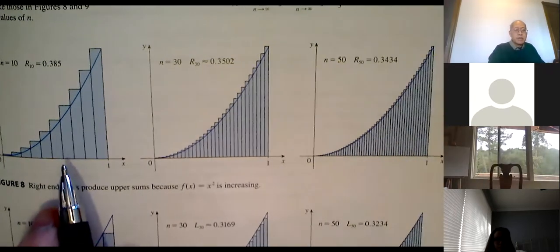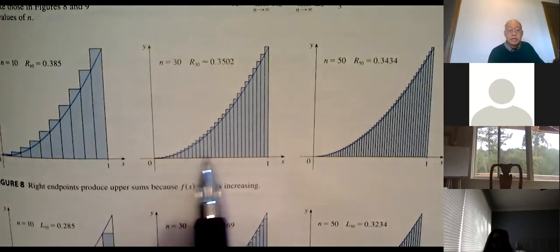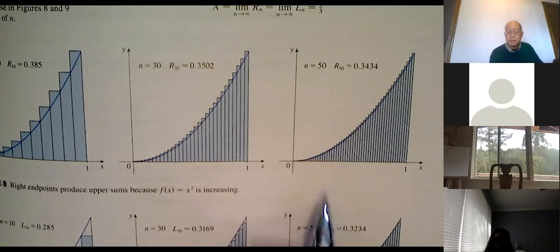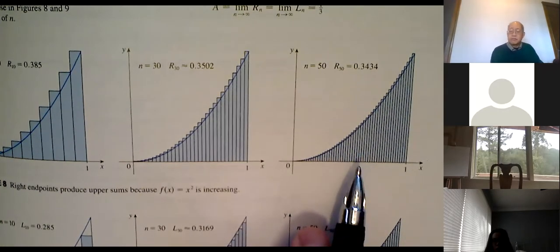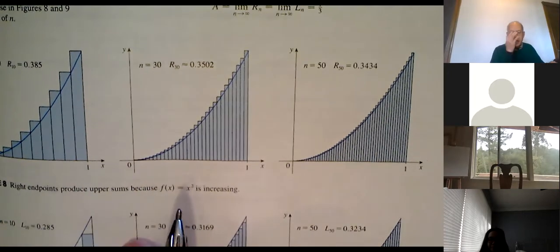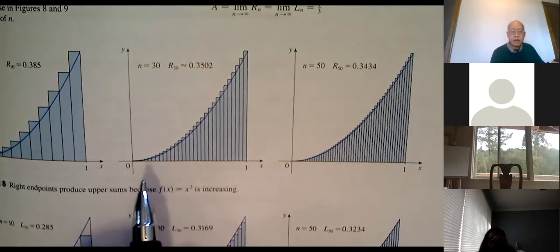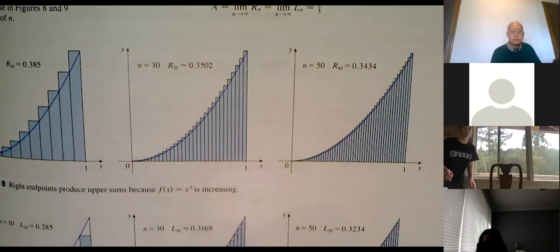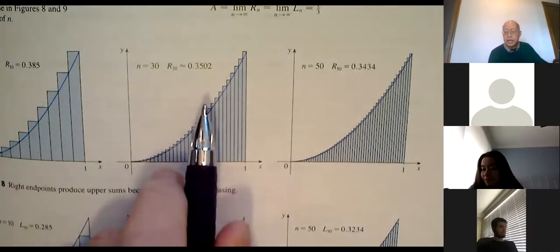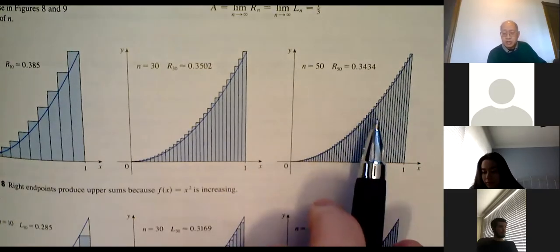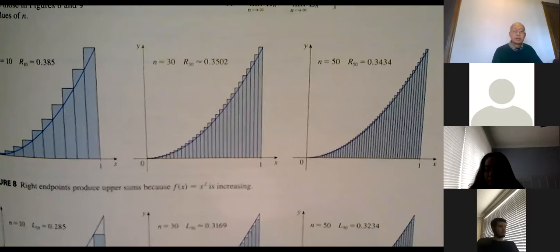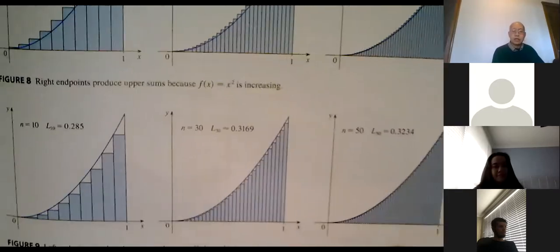So chop it up into 10 pieces. This is now 30 pieces. This is 50 pieces. Take a look. 50 pieces looks much, much better compared to these, right? So it looks like the greater the n, the greater the approximation. Nevertheless, each of these is too big, right? That sum is too big, that sum is too big, that sum is too big, but this looks more and more like what you're aiming for. But they're all overestimates.